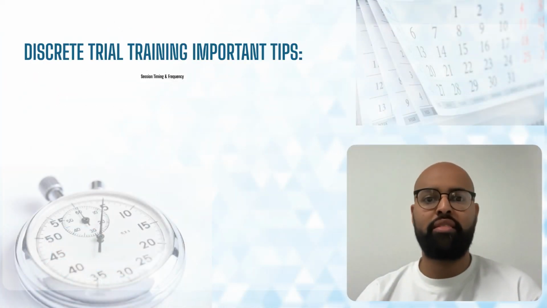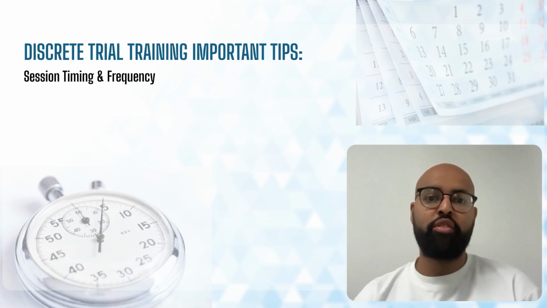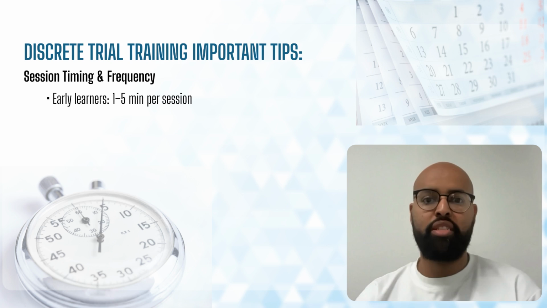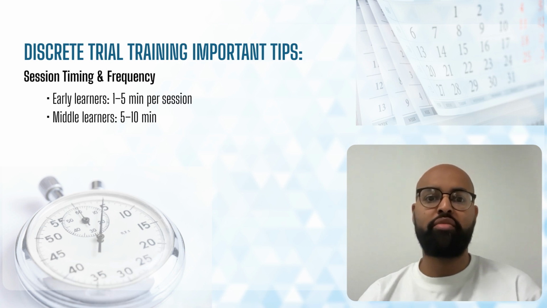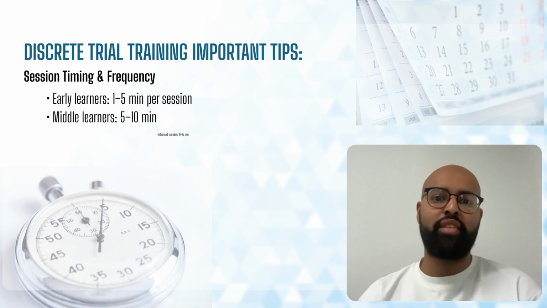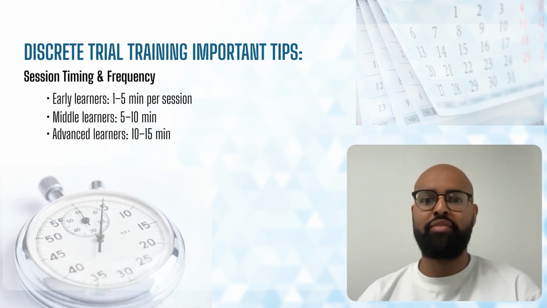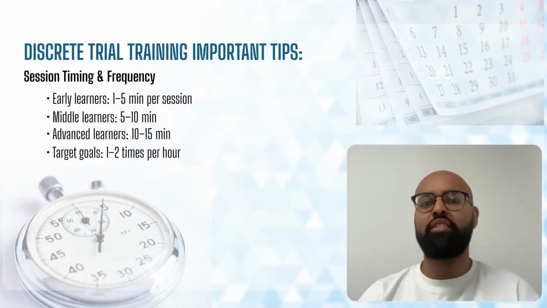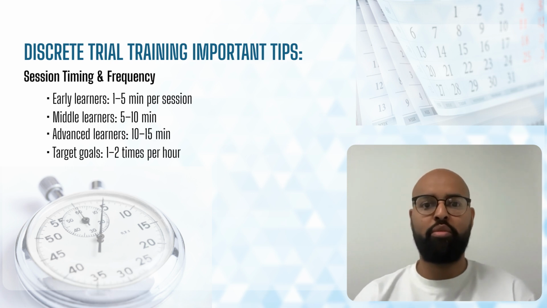Let's talk about session timing and frequency for discrete trial training. For early learners, keep each session short and focused, about 1 to 5 minutes per session. For middle learners, you can increase that to 5 to 10 minutes. For advanced learners, aim for 10 to 15 minutes per session. And for your target goals, try to run these sessions about 1 to 2 times per hour to ensure enough practice without overwhelming the learner.